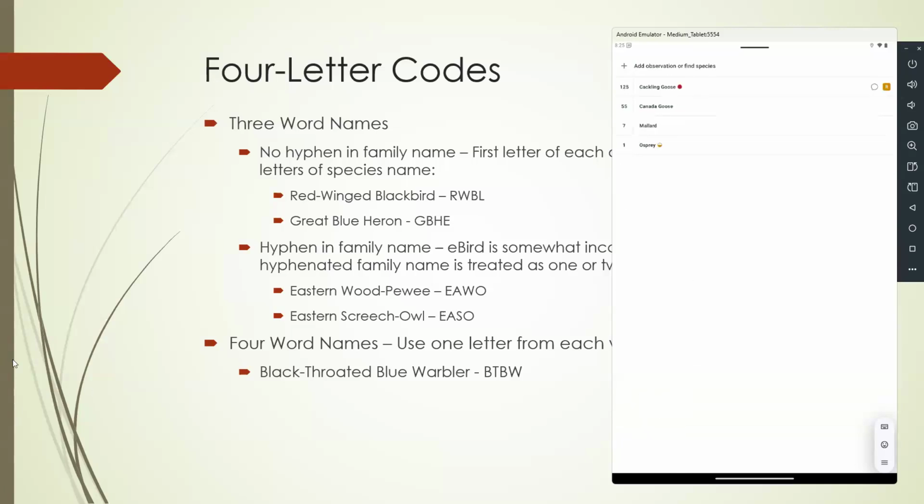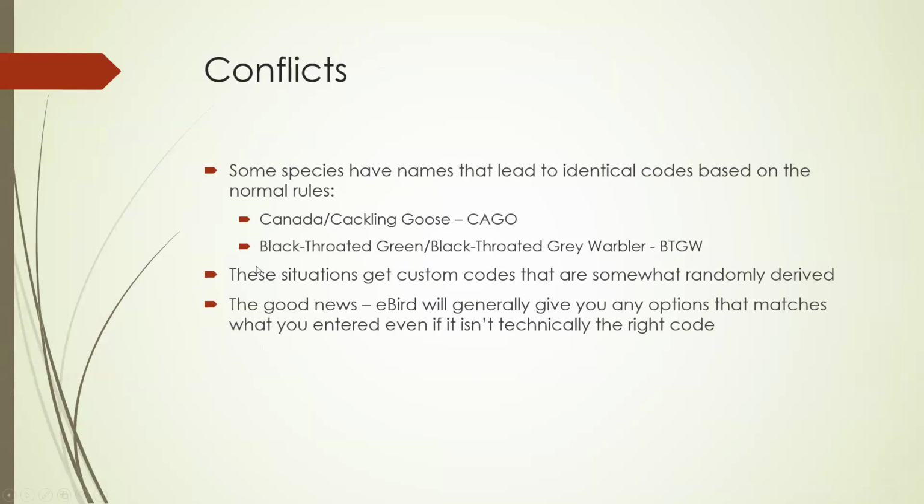Now, one last thing, if you're familiar with it or think about it as you're going along, there are conflicts in this coding system. Canada and cackling goose, we've already got that one today. Technically, the rules say they're both CAGO. What this leads to, if you're actually doing bird banding, is alternate codes. I forget what cackling goose is, but Canada goose is CAGO, and cackling goose is, I think, like CAKO or something like that. It's custom. There are no rules to the conflict resolution codes. They're just made up to solve issues.